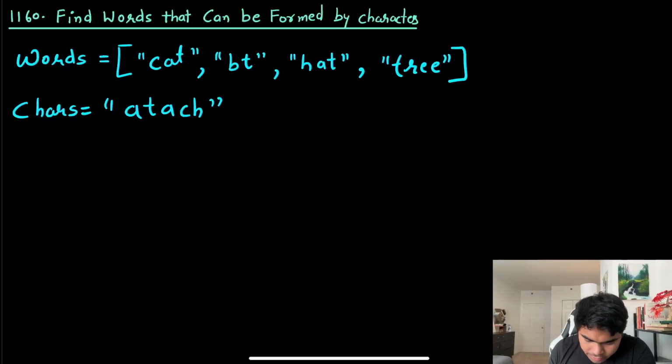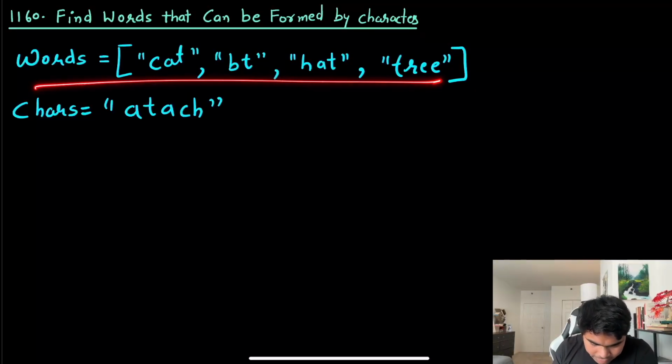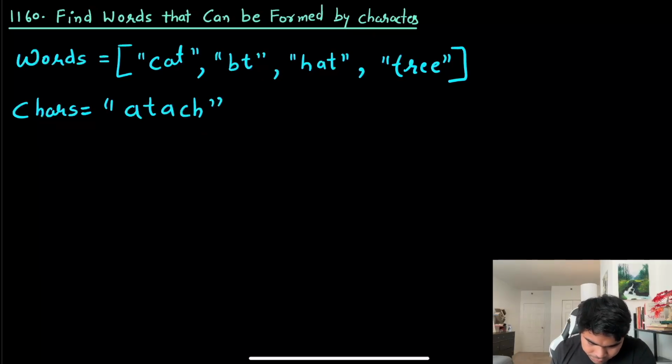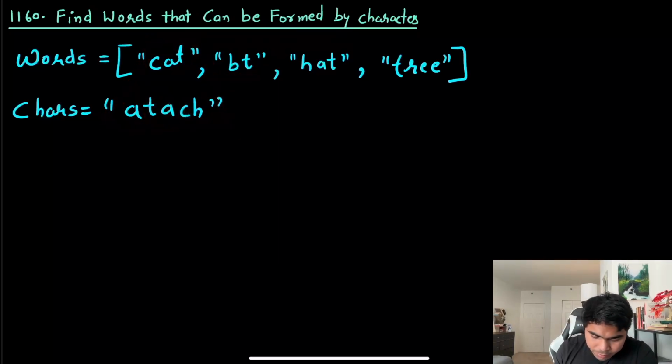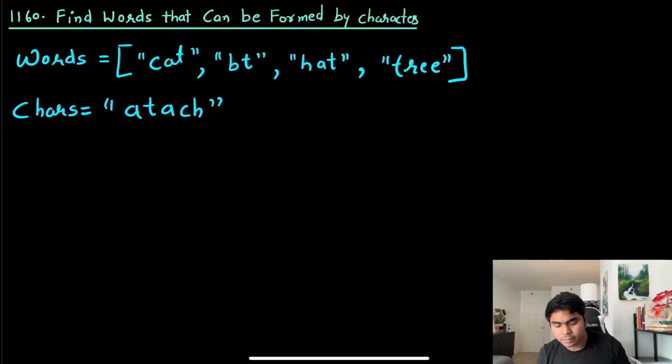Alright, so I have taken the first example here. We have words and then we have chars. Now we need to return the sum of the length of all the words that can be formed using the characters in chars. And remember that we will use chars once for each word. We have been told each character can only be used once. So let's say if I'm creating cat using this, that doesn't mean C and A and T are gone for BT. That will be an independent operation in itself.